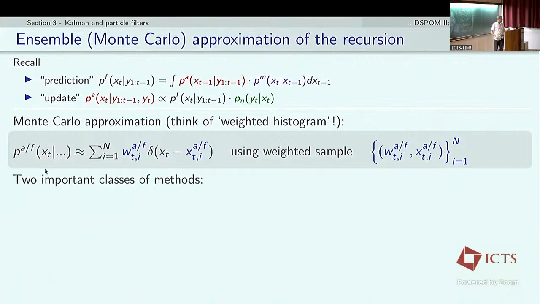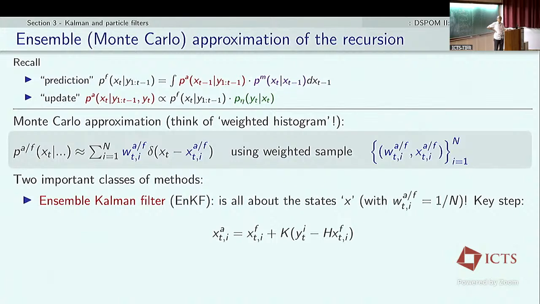Two important classes of methods are, first, the ensemble Kalman filter, and this is as simple as you can think about. For every sample point given over here, attach a weight which is just 1 over n, so not an importance sample, but just a regular sample out of the density, and apply the Kalman filter formula to each of the sample points. That's it.